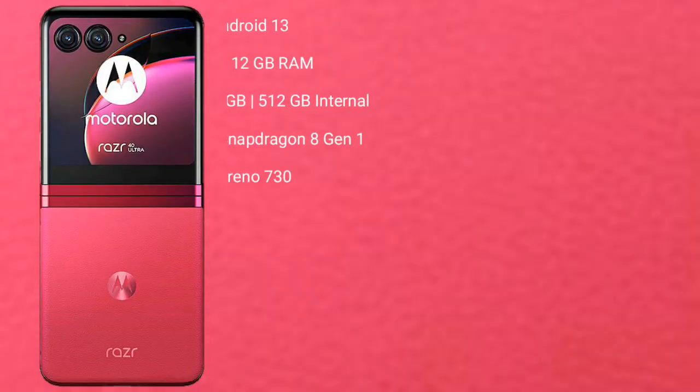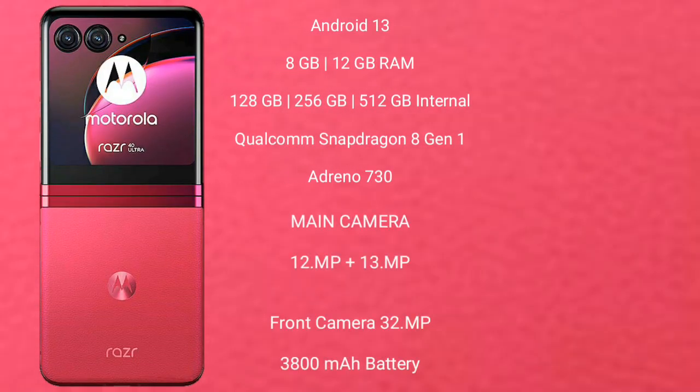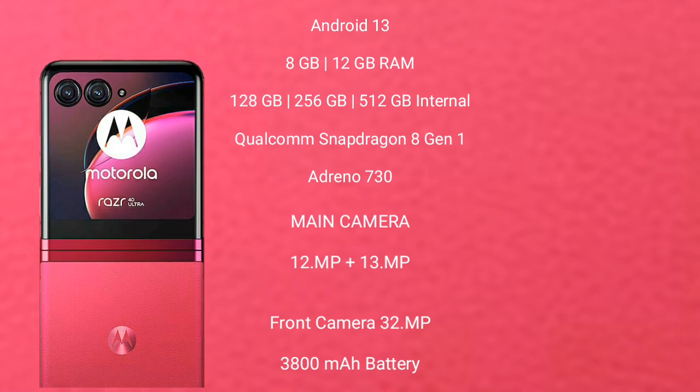Motorola Razr 40 Ultra runs on the Android 13 operating system. It comes with 8GB, 12GB RAM and 256GB, 512GB internal storage. Qualcomm Snapdragon 8 Gen 1 processor and its GPU Adreno 730. Motorola Razr 40 Ultra rear-set dual camera setup 12MP plus 13MP and its front camera 32MP. 3800mAh battery, 30W fast charging support.